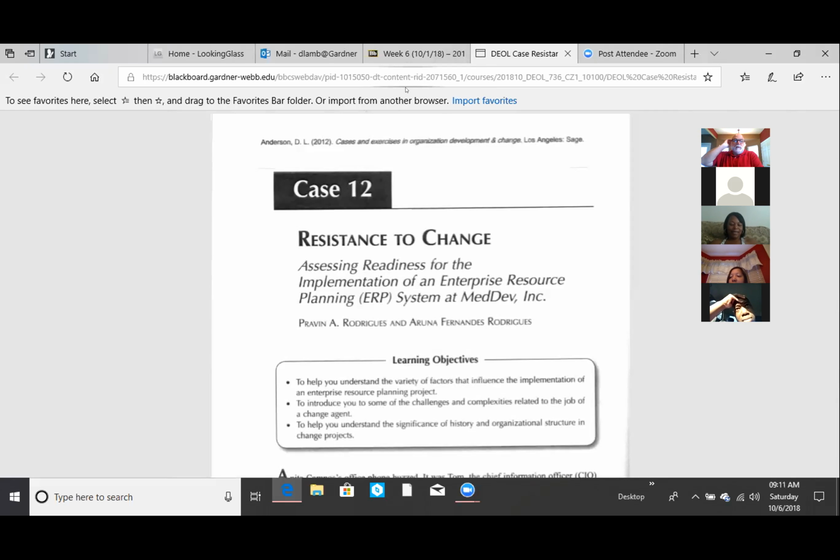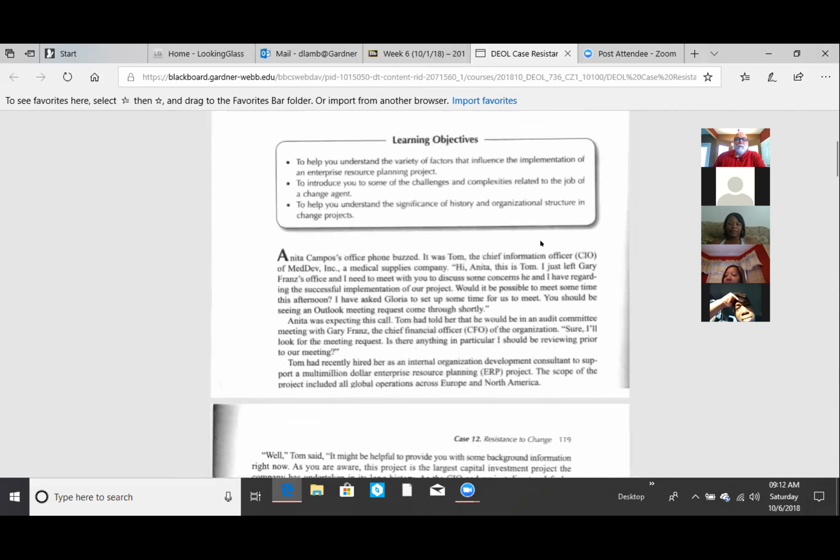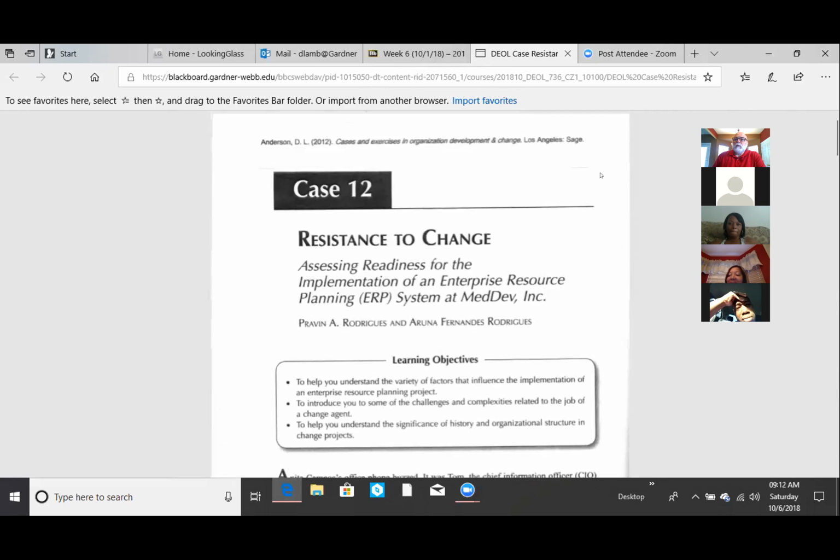Case study 12, resistance to change. MedDev. Who's going to start us off this morning? Who's going to start with the presentation? Let's dive right in. Sarah's group. So Sarah, you going to present the PowerPoint? Actually, Keisha's going to. Keisha, all right.